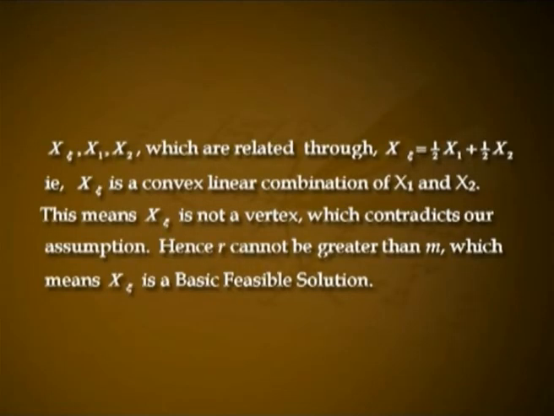We have now three feasible solutions xi, x1, x2 which are related through xi equal to 1 by 2 x1 plus 1 by 2 x2. That is, xi is a convex linear combination of x1 and x2. This means xi is not a vertex, which contradicts our assumption. Hence, R cannot be greater than m, which means xi is a basic feasible solution.